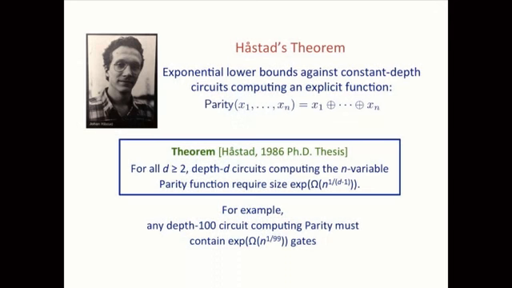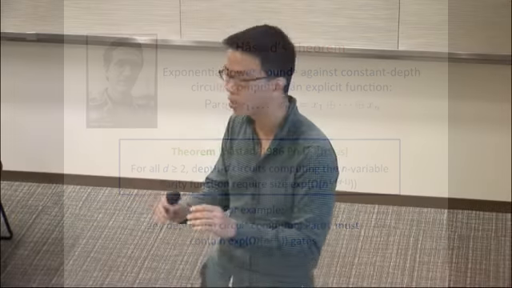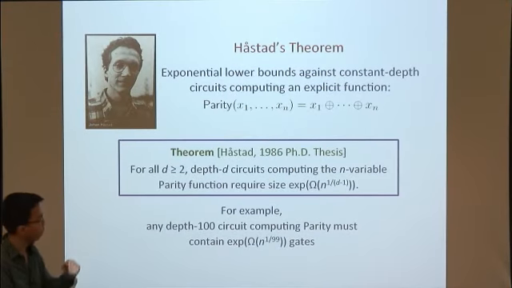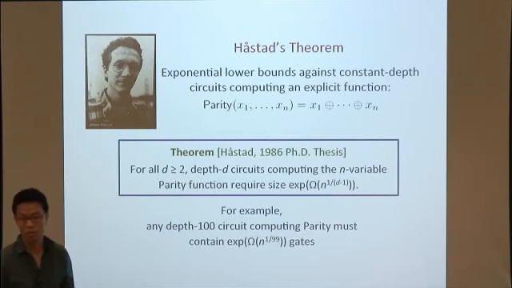Okay, so what does his theorem say? His theorem, in his PhD thesis, he showed that for every depth d greater than 2, think of d as 100, any depth d circuit computing the n variable parity function requires size 2 to the n to the 1 over d minus 1. So in particular, if you ask me to build a depth 100 circuit to compute parity, I need lots and lots of gates, 2 to the n to the 0.01.